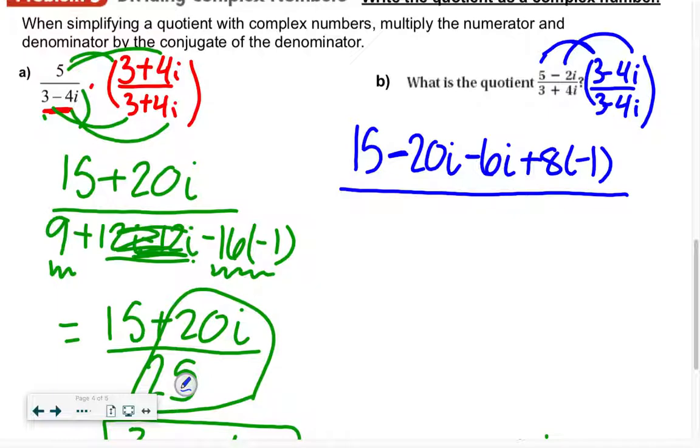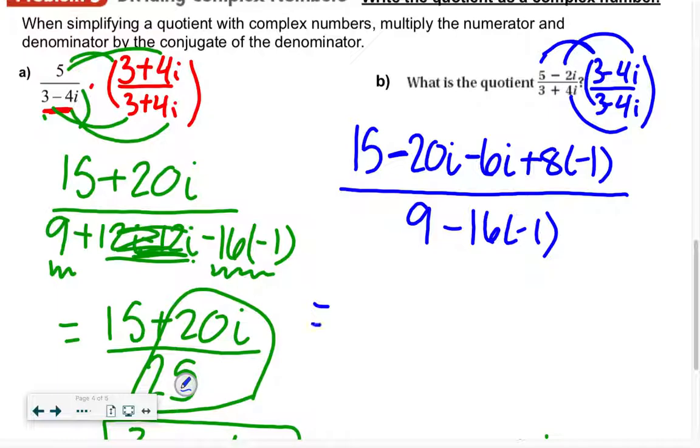Okay, bottom part, 3 times 3? 9. If you want to do the middle part, you can. Do you want me to? No, that was convincing. So we'll just do the first and last. The last part, 4i times a minus 4i gives me what? Negative 16 times negative 1, yes. Okay, questions on foiling the bottom? Okay.